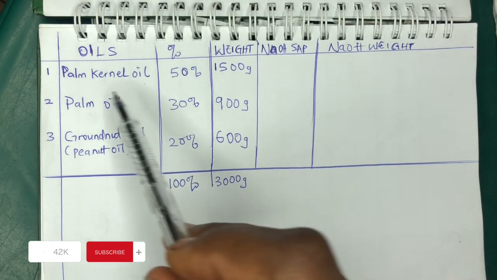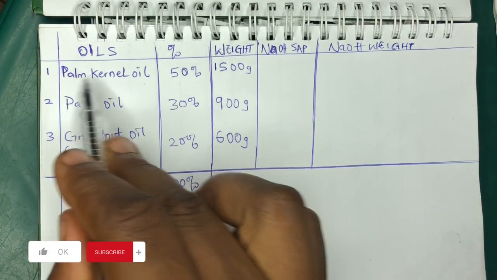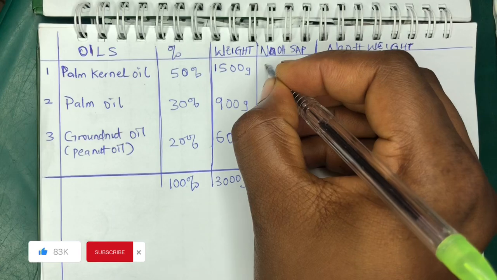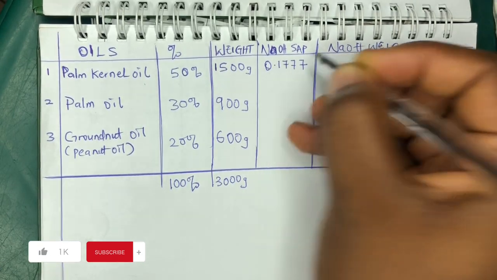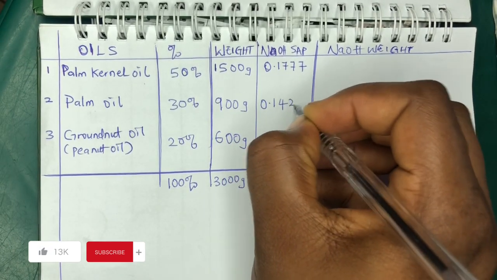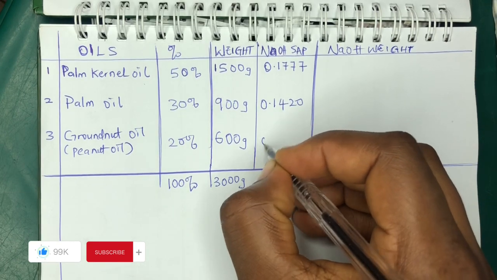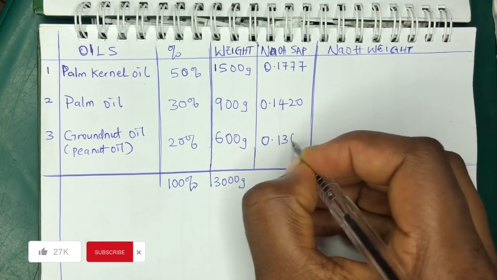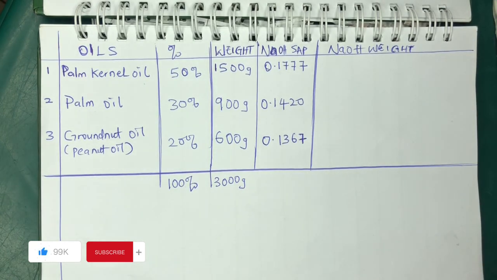So lifting it from the tables, what you see for palm kernel oil is 0.177, and what you will see for palm oil is 0.1420, and what you will see for groundnut oil, that's peanut oil, is 0.1367. Sorry, I'm calling it groundnut oil, but it's actually peanut oil. So what next do you need to do?